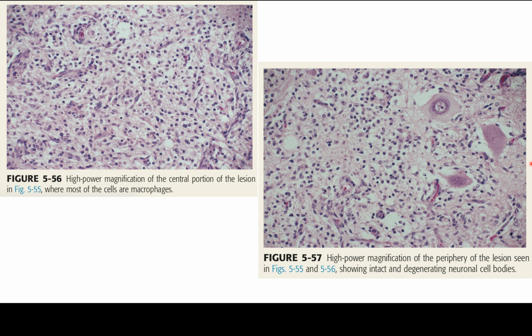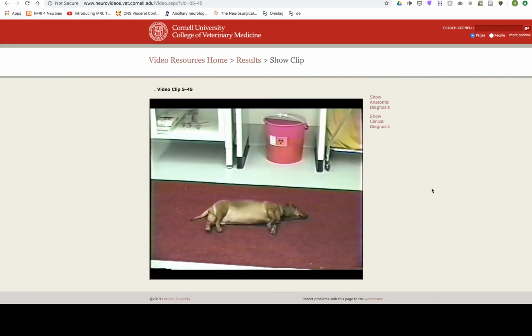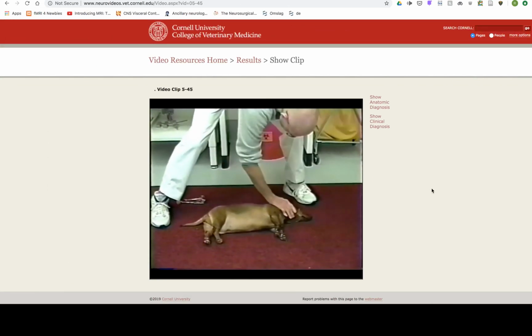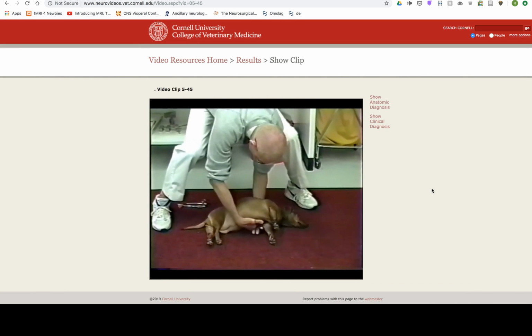LMN tetraplegia. Dog signalment: 5-year-old female dachshund, Chloe. Chief complaint: unable to move. History: 3 days before this examination, Chloe suddenly had difficulty using her pelvic limbs. Rapidly, over a few hours, she became unable to move them at all and dragged herself around with her thoracic limbs. The local veterinarian diagnosed a thoracolumbar spinal cord lesion and suspected an intervertebral disc extrusion.